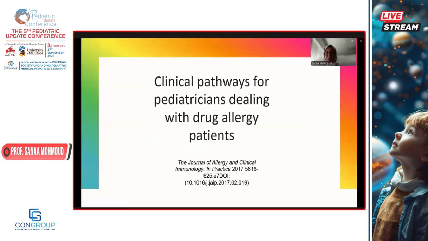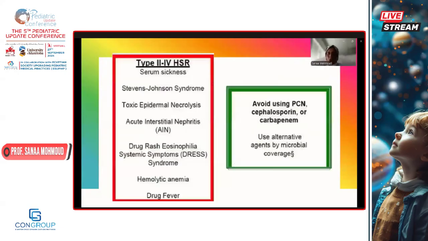This lecture is mainly about the clinical pathways for pediatricians dealing with drug allergy. What are you going to do when you see a patient with drug allergy? If it is type 2, type 3 serum sickness, or type 4 Stevens-Johnson, TEN, acute interstitial nephritis, DRESS, hemolytic anemia, drug fever, avoid those penicillins and cephalosporins, or even carbapenems. I told you it's not related, but you have to avoid it. Use an alternative agent by microbial coverage. Easy. The severe ones.